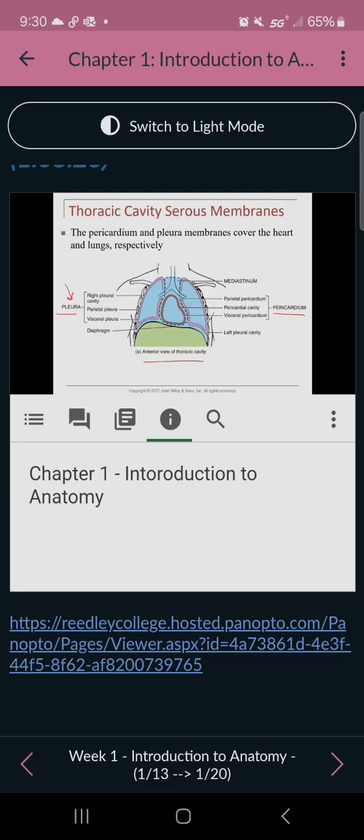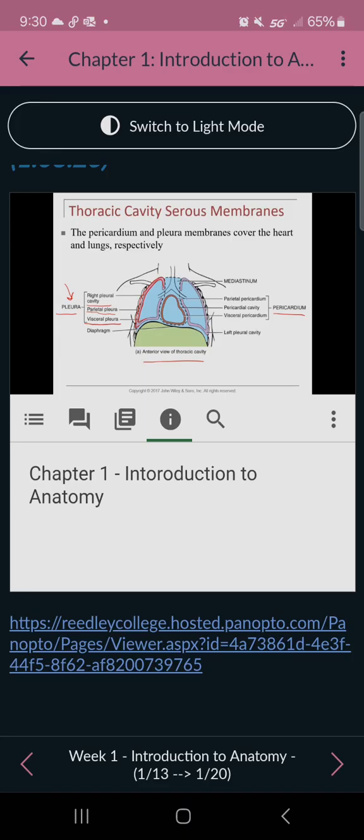The visceral pleura is going to be the inside layer, okay? The visceral pleura clings to the surface of the lungs, and the parietal pleura, which is going to be the outside layer, lines the chest wall, covering the superior face of the diaphragm. So in between is the pleural cavity. It's found between the parietal pleura and the visceral pleura, and is filled with a small amount of lubricating serous fluid.